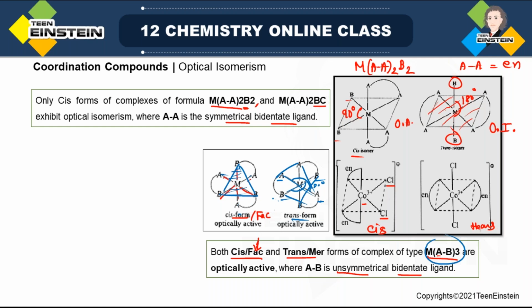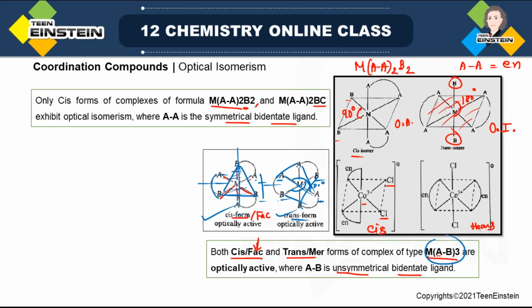Because if you are thinking that why it is so, because if I cut the molecule along this line, both halves are actually equal. But no, it is not equal. Why? Because see, if you look at the right hand side, here A and B are not joined. But if you look at the left hand side, these two are joined. That means this half and this half, both sides of the plane, are not mirror images. So this is not a symmetry plane. So that is why both forms are optically active.